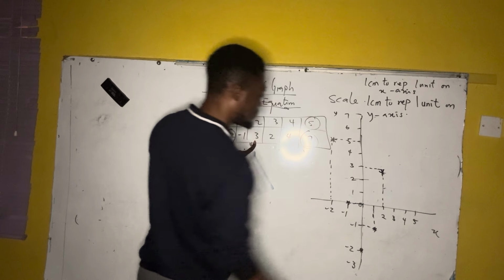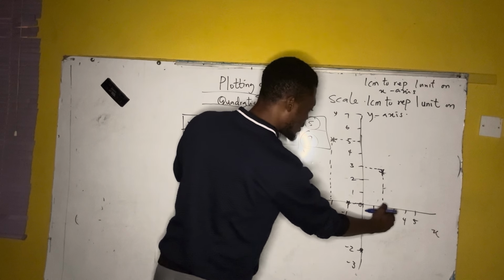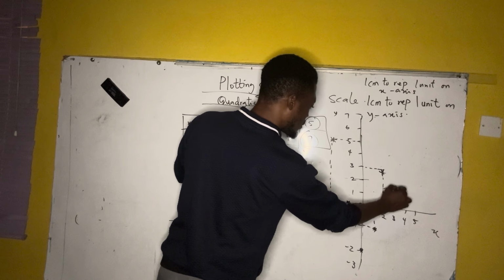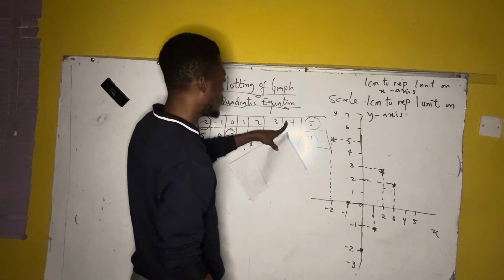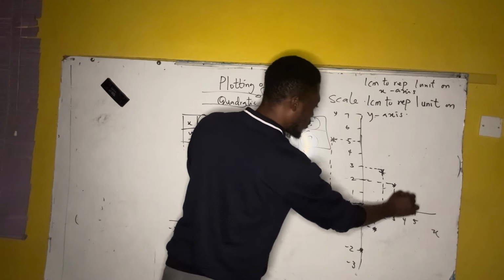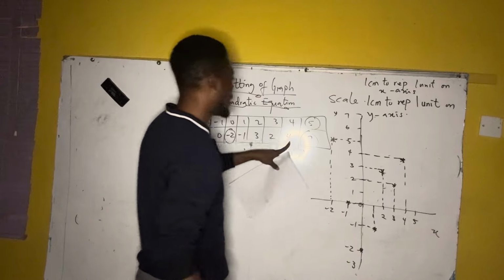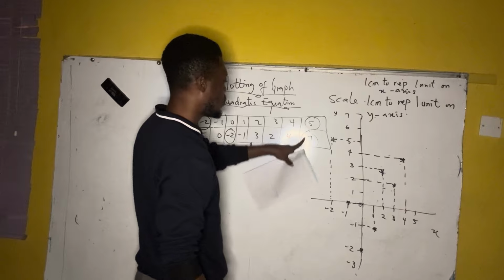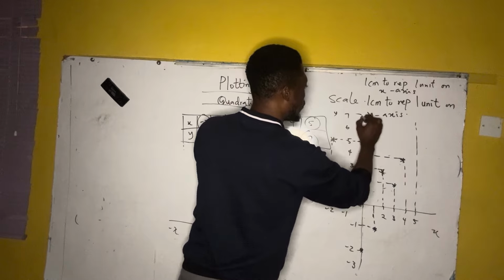You asterisk it here. When x is 3, y is 2. Then when x is 4, y is 4. I trace it here. When x is 5, y is 7.